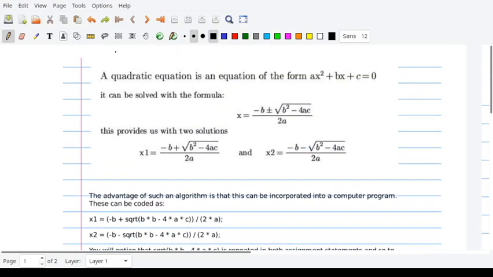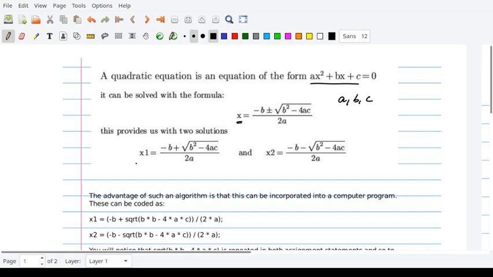In this video, we'll be discussing how to find the solution of a quadratic equation using computer programming. So we have a quadratic equation ax squared plus bx plus c, and its solution is given by x is equal to minus b plus or minus root of b squared minus 4ac divided by 2a. So given three coefficients a, b and c, we need to find the solution x.